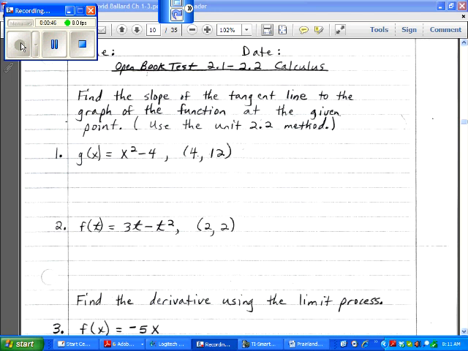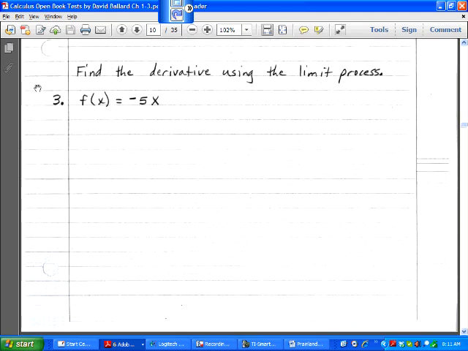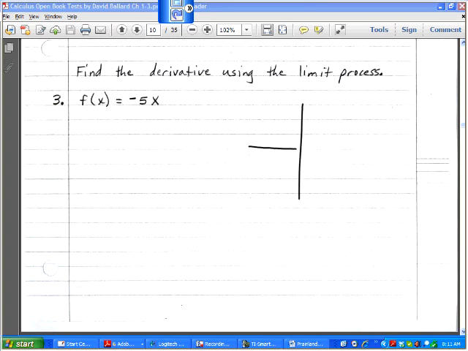the rest of the worksheet is 2.2. So we're going to begin with number 3. We want to find the derivative using the limit process. And when we think about that, we really want to go back into our mind and we want to think about where all of this investigation began.